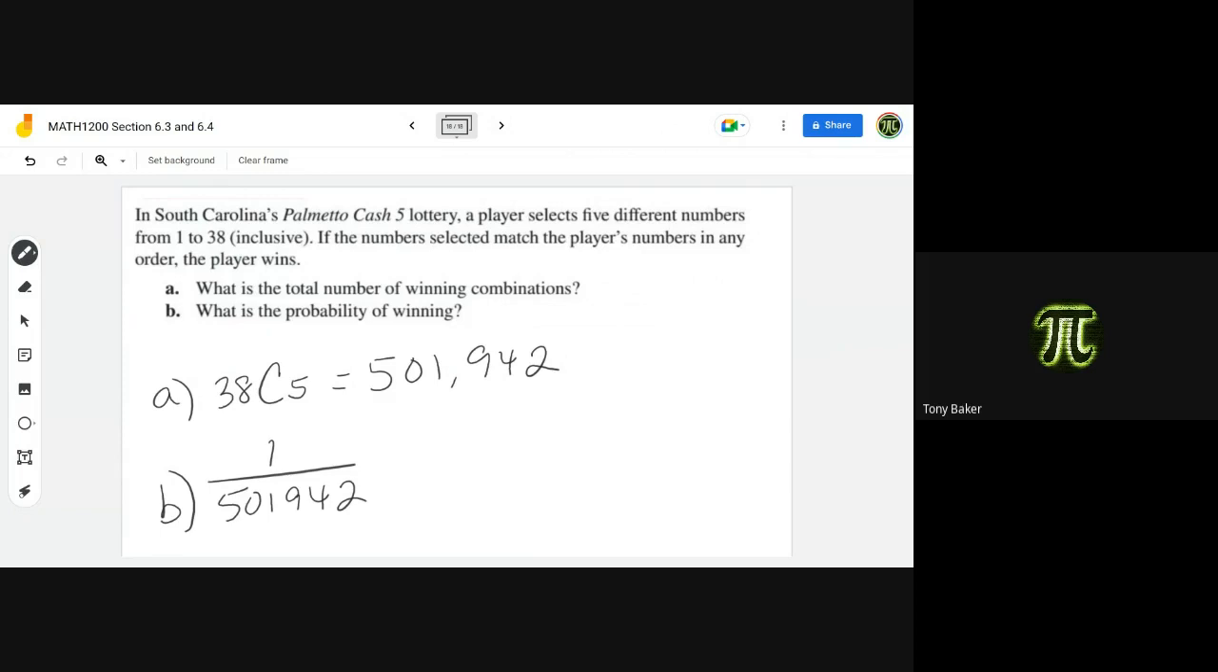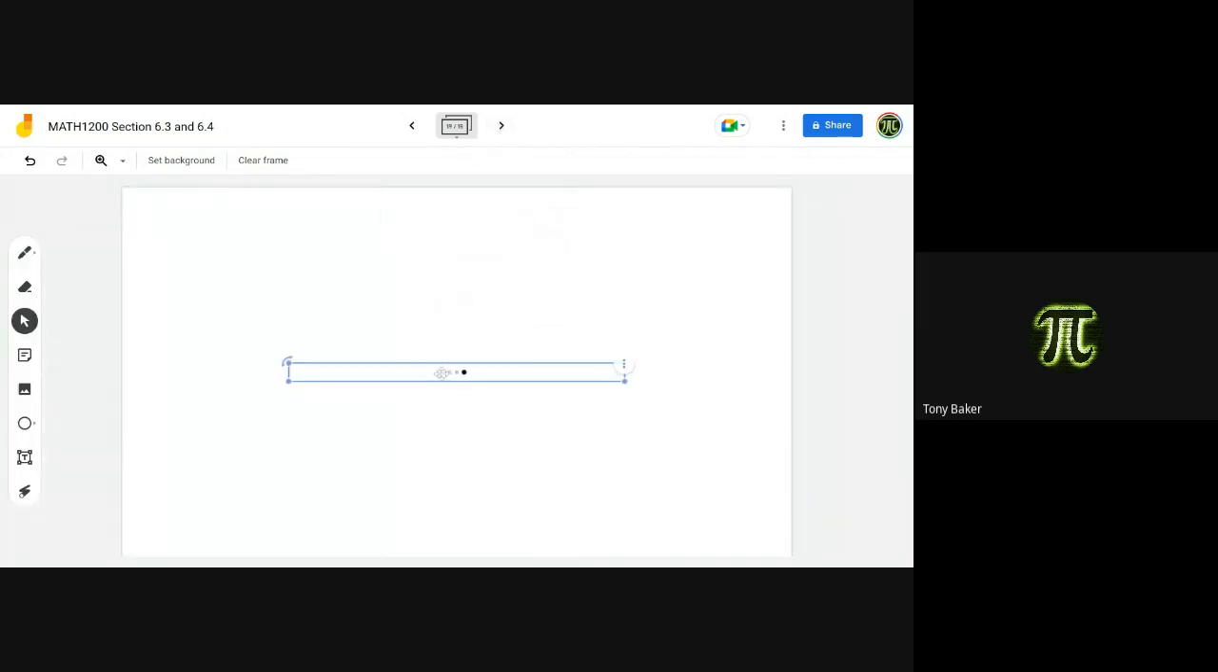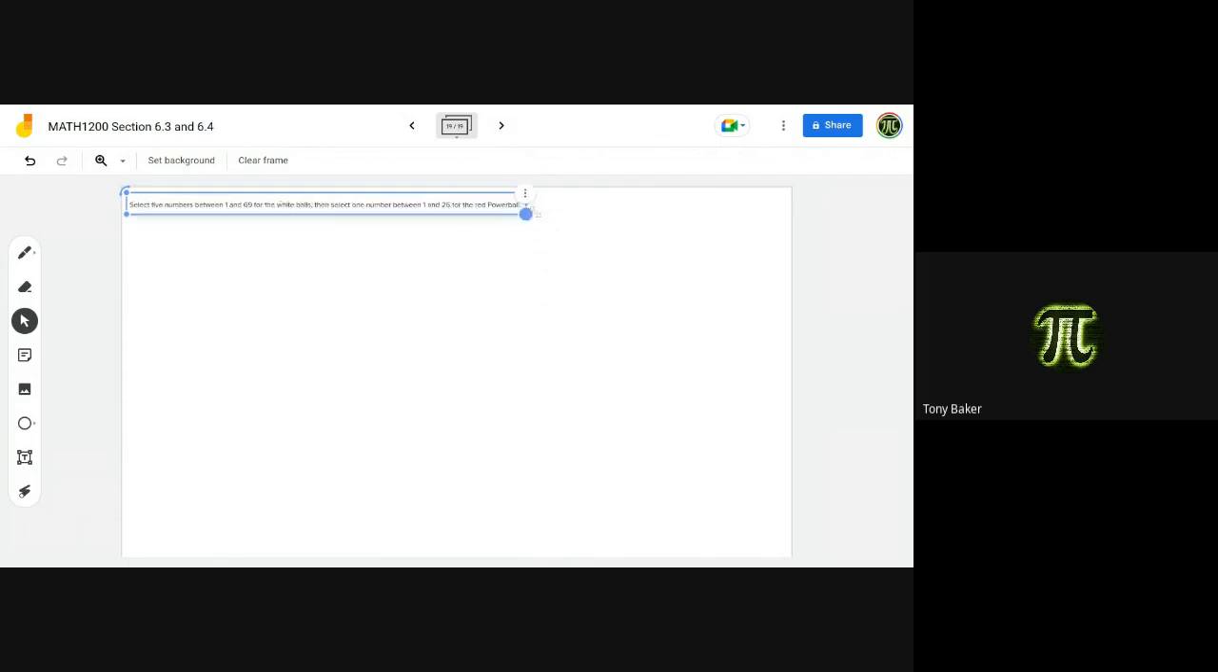All right. Now, let me see if I can find the exact rules for the Powerball, because honestly, I haven't looked them up in a while. So here are the rules for the Powerball. You want to select 5 numbers between 1 and 69, and then select one number from 1 to 26, also called the Powerball. So let's look at the first part first, the 1 to 69.